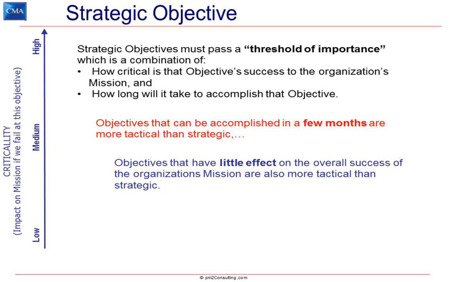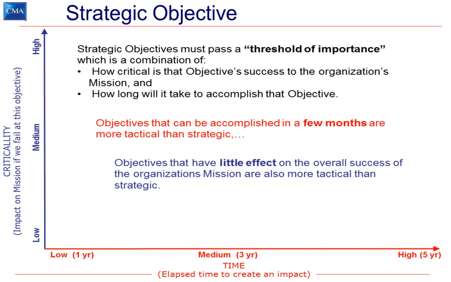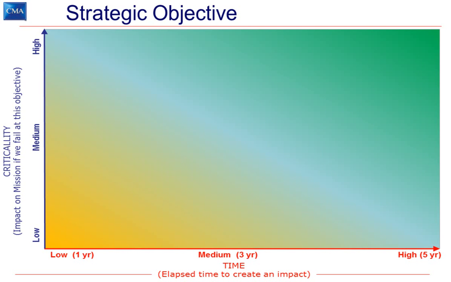So if we take a look at those two aspects as axes on a graph, on the left we'll put the criticality: what impact does that objective or idea have on the mission? And across the bottom, what's the timeline? When can you expect to create an impact on the organization? The concept would be, in the lower left corner, that would be fairly tactical. It has little criticality and is pretty easy to do, sorting out your desk, that kind of thing.